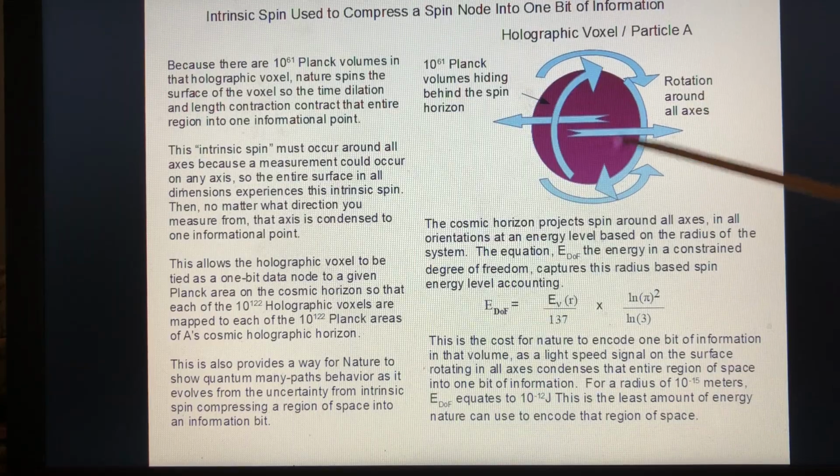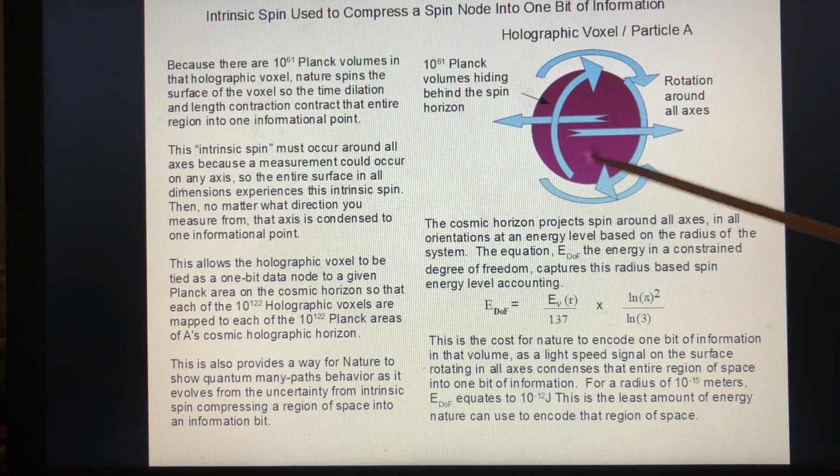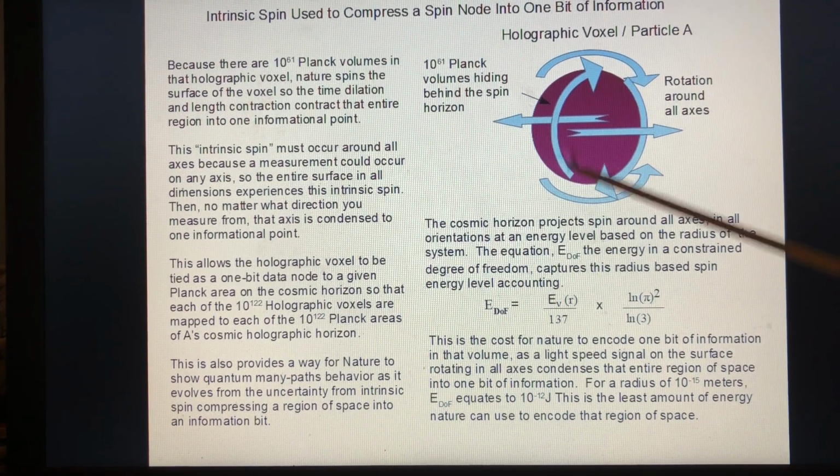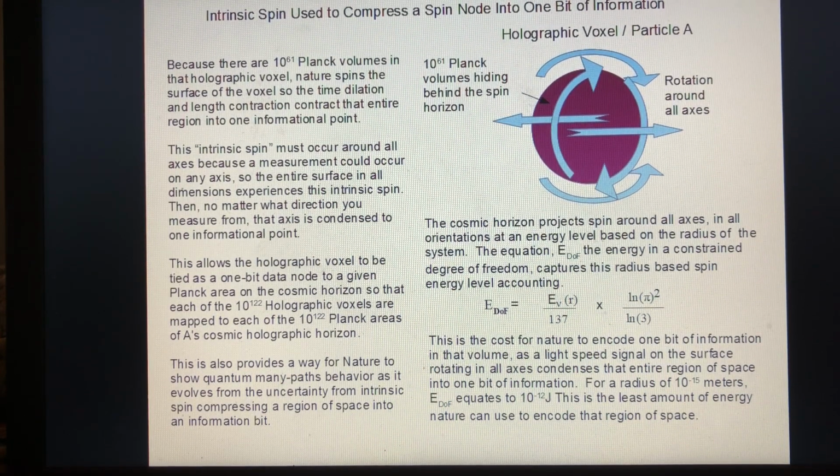Because remember, each one of these has 10 to the 61 Planck volumes, and Planck energy is 10 to the 9 joules per Planck volume. So that's an incredible amount of energy to be able to encode that. So nature just takes this larger region, spins around it, condenses it to one information point at the bargain rate of 10 to the negative 12 joules.